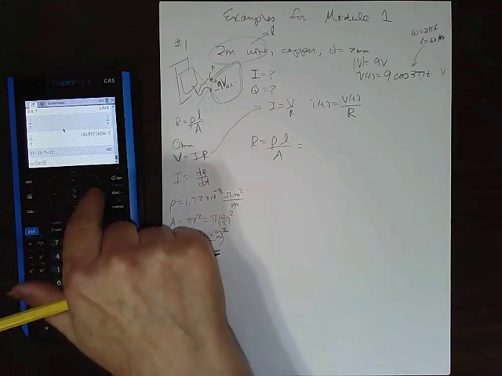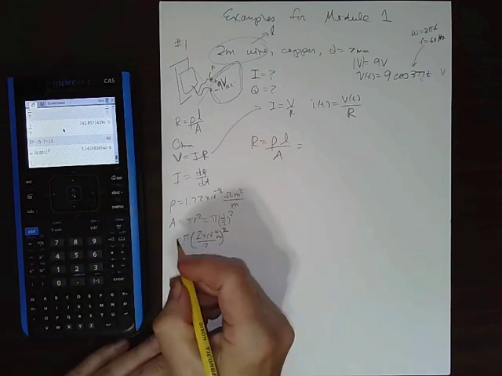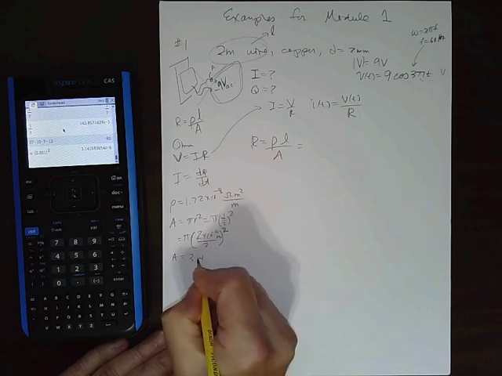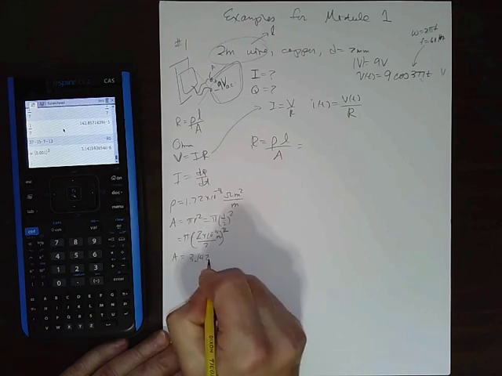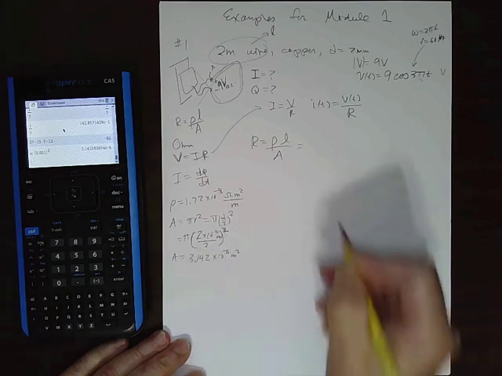Parentheses in the right place. We're doing our squared. There we go. All right, looks like we got the right thing squared. So we get A is 3.142, we'll keep an extra sig fig, times 10 to the negative 6 square meters.